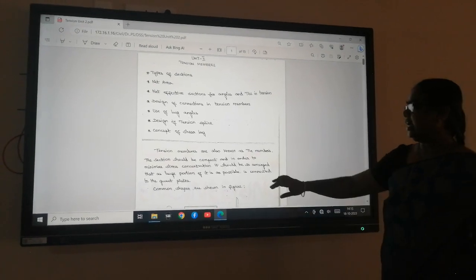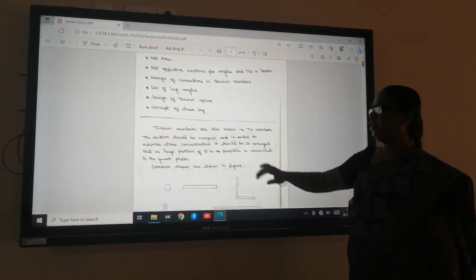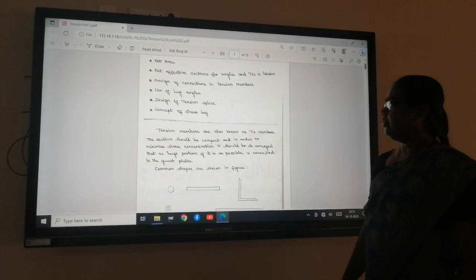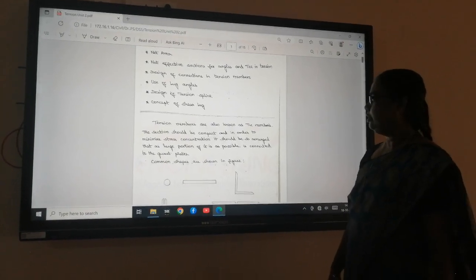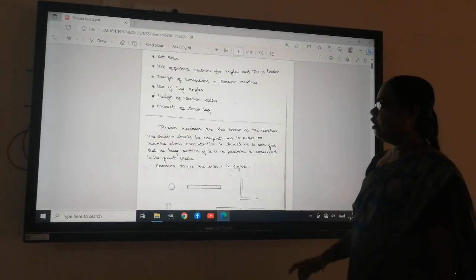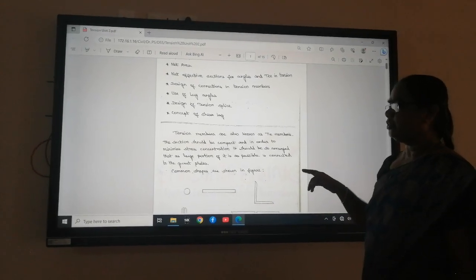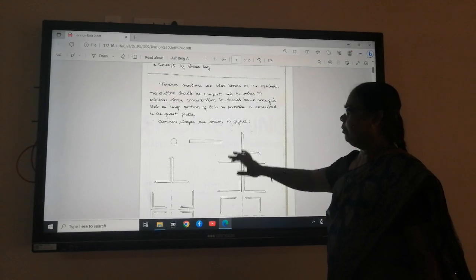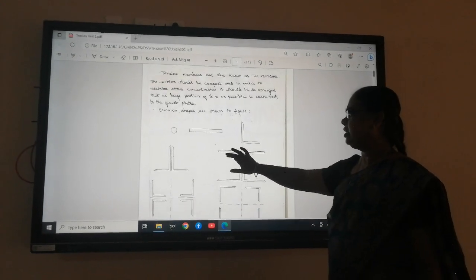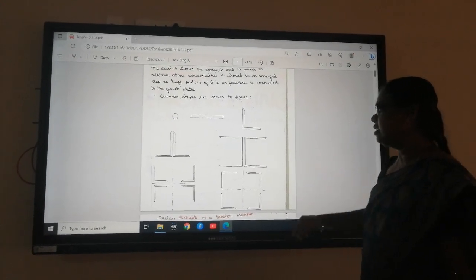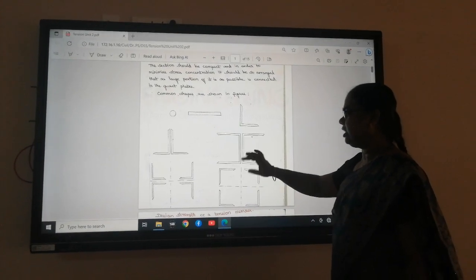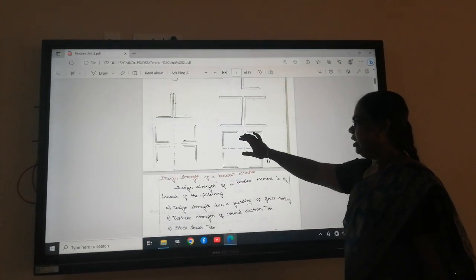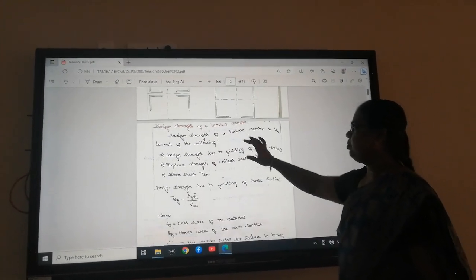Tension member also known as a tie member. The section should be compact and, in order to minimize stress concentration, it should be so arranged that a large portion of a section is connected to the gusset plate. Here you can see the common sections for tension member, that is L-type angle sections, I sections and channel section etc.